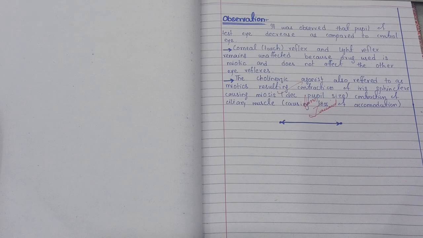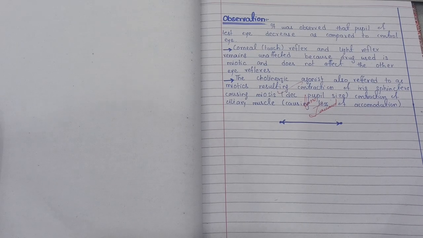Now we are going to see some observations. It was observed that the pupil of the test eye, which is our left eye, decreases as compared to the control eye. The control eye pupil size remains 0.6, but after 20 minutes the test eye pupil size is 0.2 centimeters, so it decreases. The corneal or touch reflex and the light reflex remain unaffected because the drug is a miotic. The drug only causes miosis. It never affects the touch reflex and the light reflex.